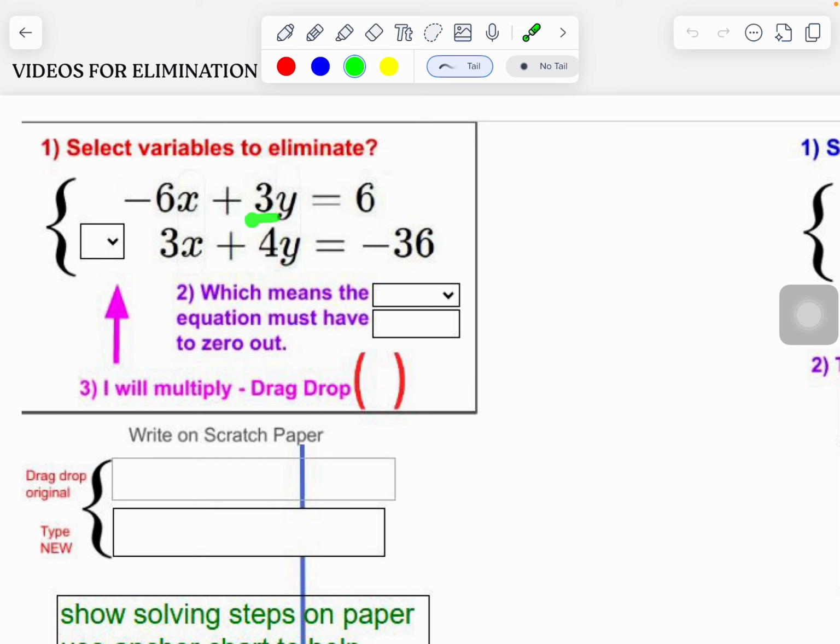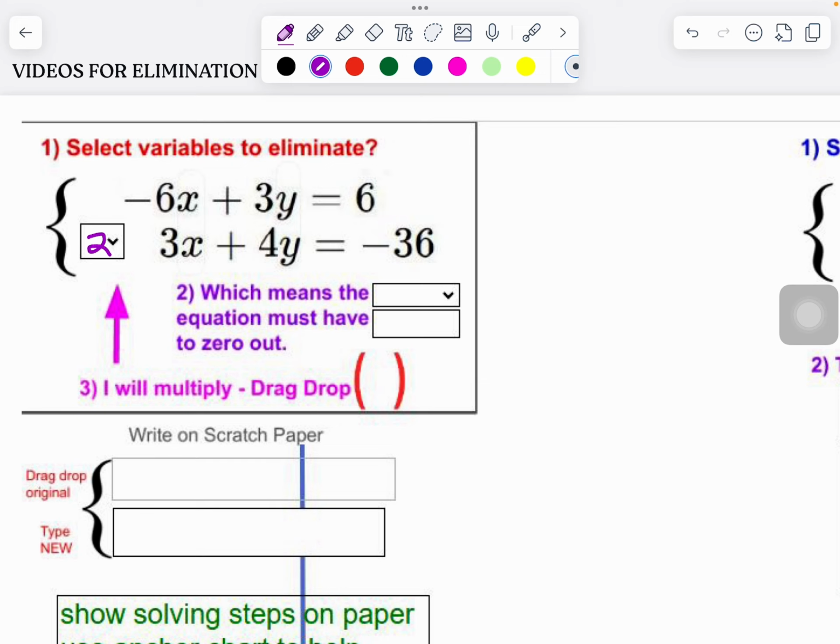Can I multiply 3 by something to make it 4? No, because 3 times 2 is 6, 3 times 3 is 9. It's never going to be 4. Can I multiply 4 by something and make it smaller to be 3? No. But I always look at the smaller number. That's the easiest way to go. What would I multiply 3 by to make it a positive 6? Because then it would match this, but it would be a different sign. So to make it match, we are going to multiply by 2.